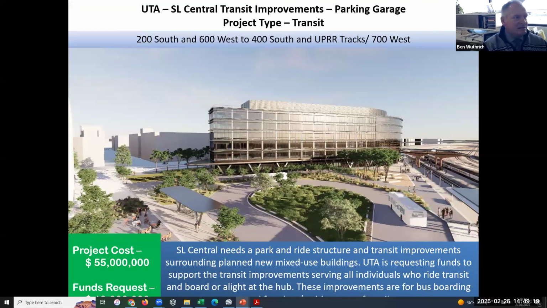The next project is improvements to the Salt Lake Central Transit. This is for the parking garage, the bus pickup, as well as park and ride facility there, their main headquarters. This project's estimated to cost $55 million. Funds being requested are $10 million.